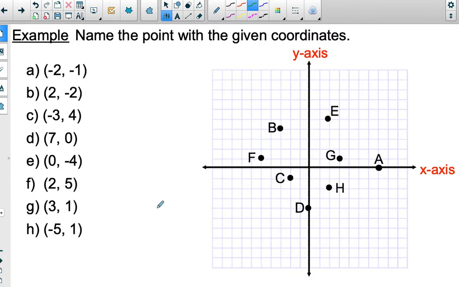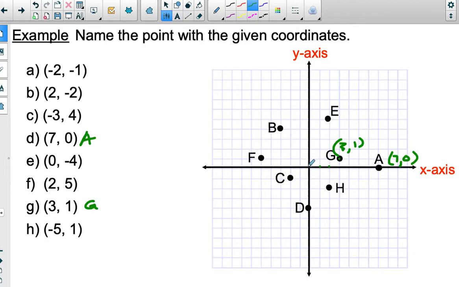All right, in this case, we're given a bunch of points and we have to match them with these coordinates. So for A, I'm looking at 1, 2, 3, 4, 5, 6, 7 on the x-axis and 0 on the y-axis. So that, of course, would be the D there. For G, 1, 2, 3 on the x-axis, 1 on the y-axis. That's located at 3, 1. So there's G. G is G.